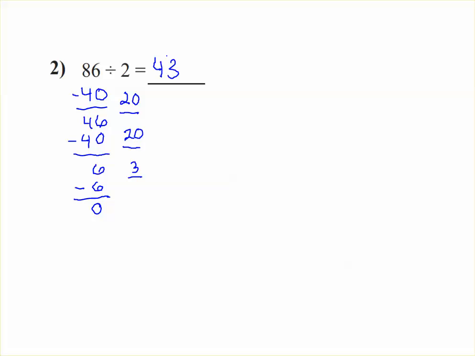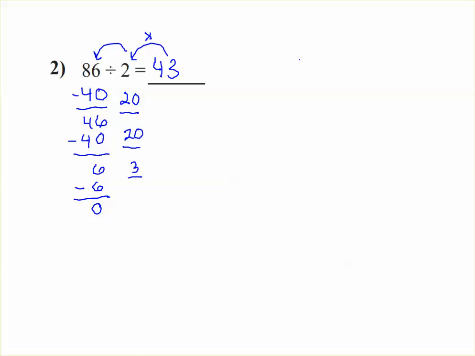We can check our work by doing the inverse of division, and that's multiplication. 43 times 2, does that equal 86? Yes. 43 times 2 equals 86. I get a product of 86. Okay, so we know that we're right. Now, your parents would not tell you how to do this type of division because it's kind of clunky.